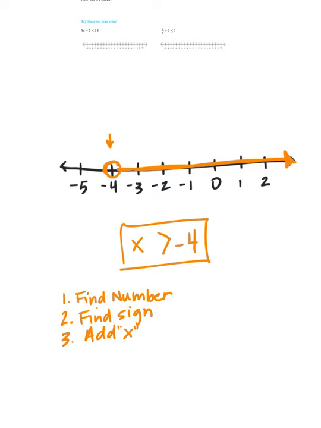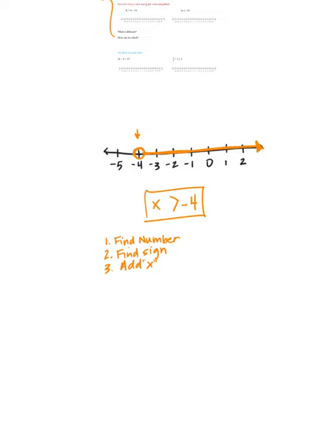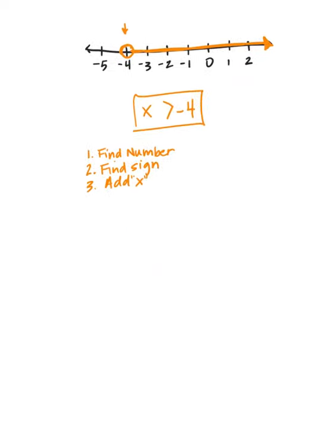Now, once you write your equation, make sure you go back and make sure it makes sense on the number line. So -4, yes, we got that. X is greater than -4, which means anything greater than -4 is what X equals. Let's try one more. And we'll do one with a greater than or equal sign.